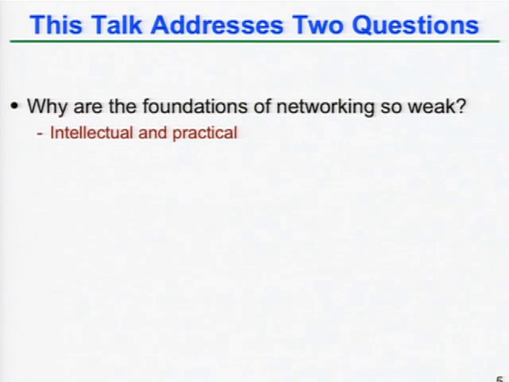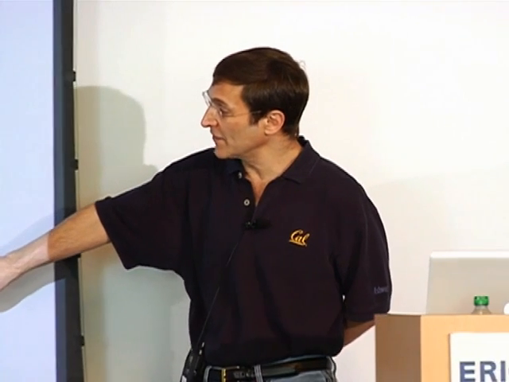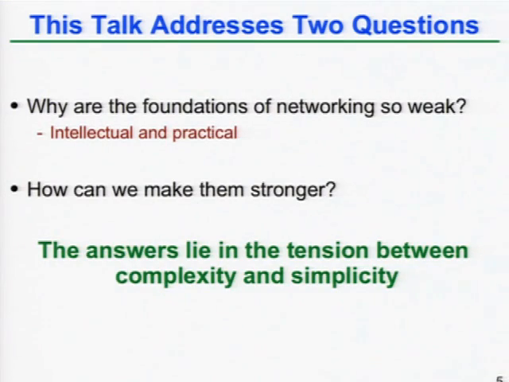So this talk is going to really address two questions. One is, why are the foundations in networking so weak? I mean, is it just that we're idiots? And that, you know, the people who do databases and operating systems are smarter than we are? That's what my colleagues, that's their explanation. And then, how can we make them stronger? So those are the two things. And the answers to both of these questions really lie in the tension between complexity and simplicity.